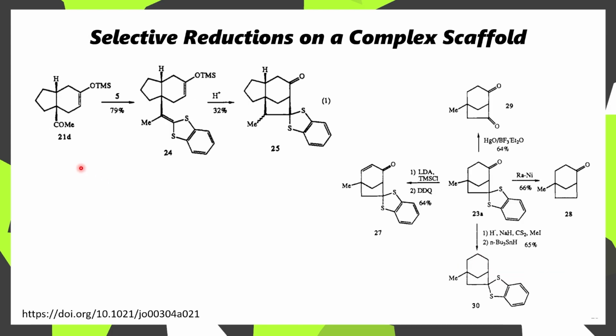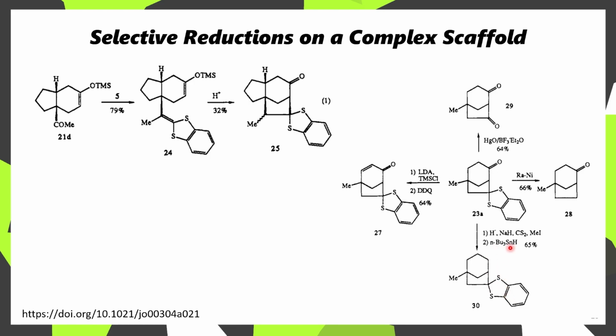Now what else can you do? Well, if you were to take this ketone, do a Horner-Wadsworth-Emmons, and then treat it with acid to unmask this TMS enol ether, you'll have the ketone while still retaining this dithiole. Once you take this dithiole species, if you do a mercury deprotection, you'll get the bis-ketone 29. However, if you use Raney nickel, you'll get the monoketone 28. If instead you were to make a vinyl xanthate and then treat it with tributyltin hydride, you can fully reduce off that ketone without even touching the dithiole.